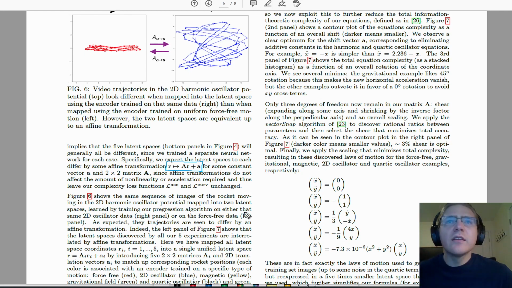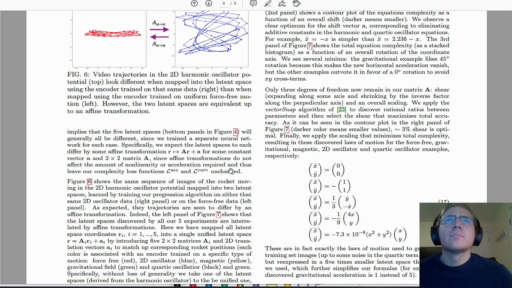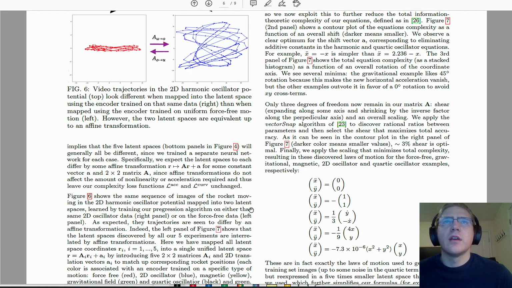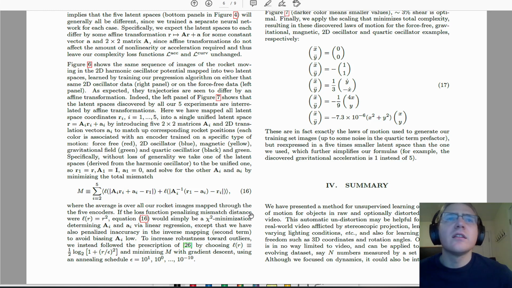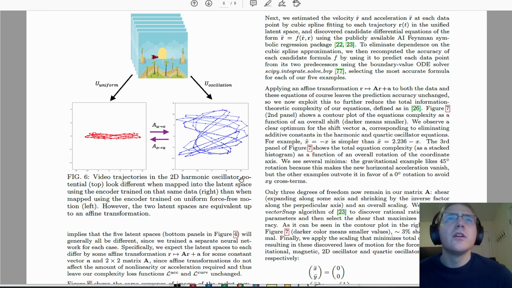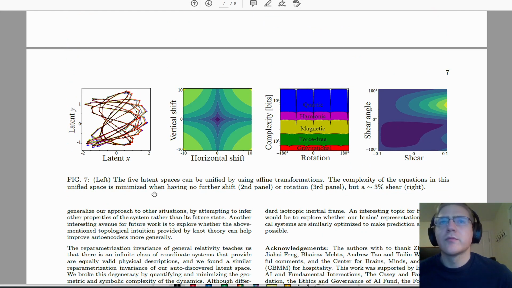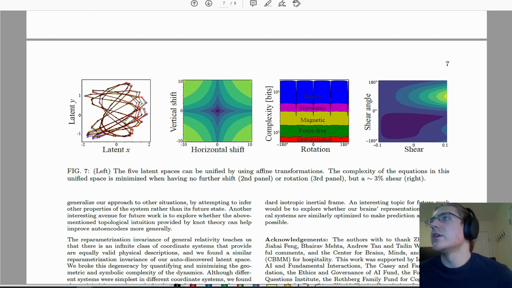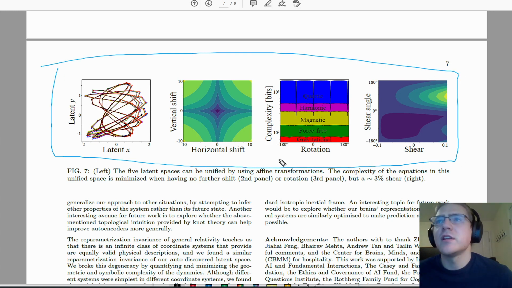So they draw another analogy here with general relativity, because this is a coordinate invariance, and they then use the fact that these are related by affine transformations to further learn the simplest representation by learning the best affine transformation to minimize complexity again.